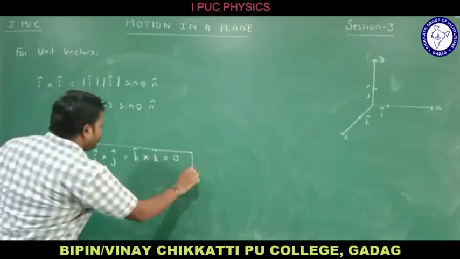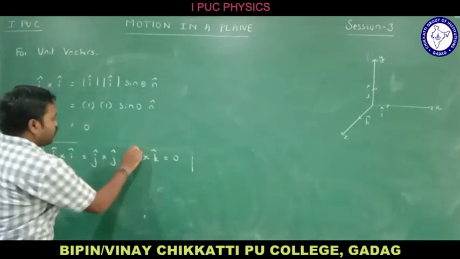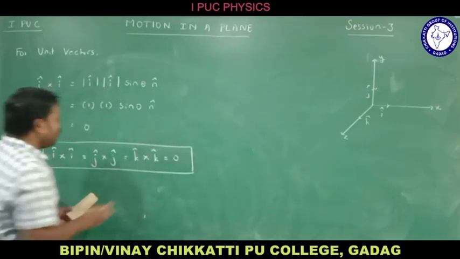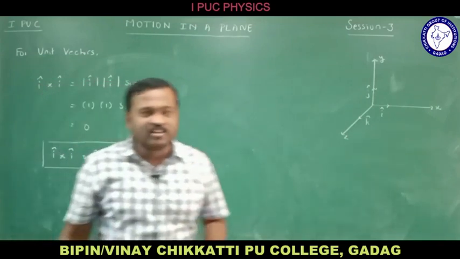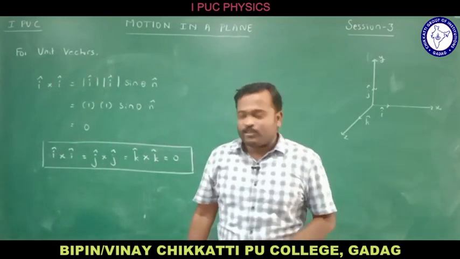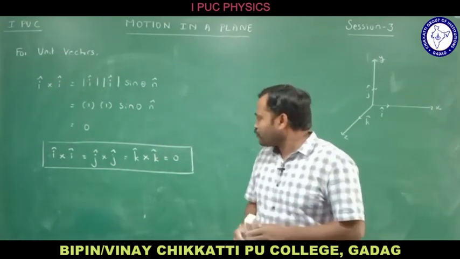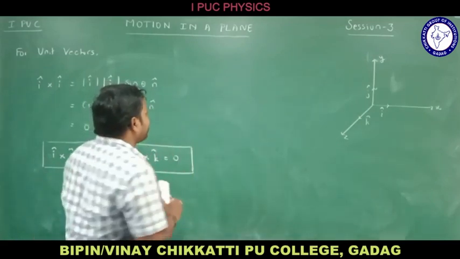So do remember, the question will be asked like this: what is the value of I cross I? Do remember the value of I cross I is 0. What is the value of J cross J? 0. K cross K? 0. Right? If you know the formula, you can write it directly. Now let me find the cross product of two different vectors.